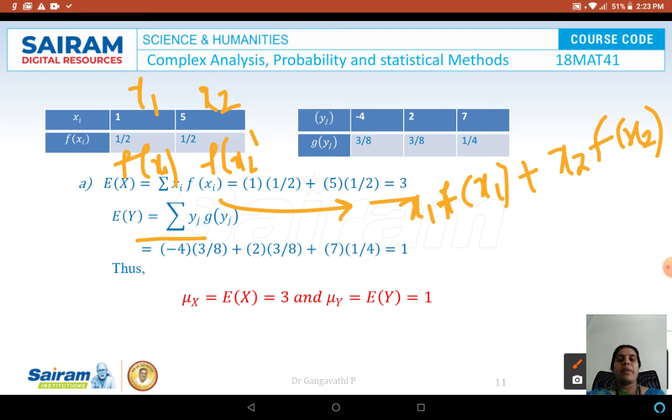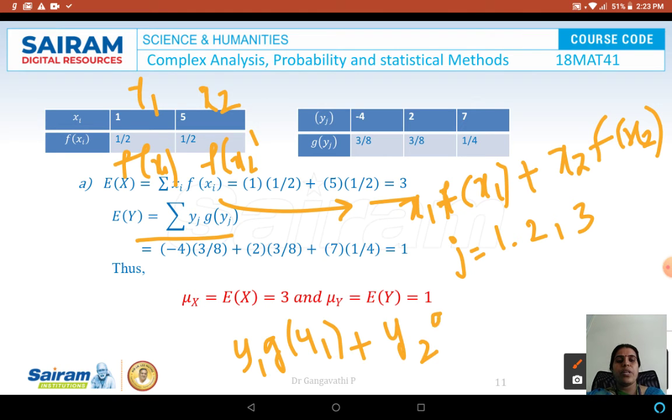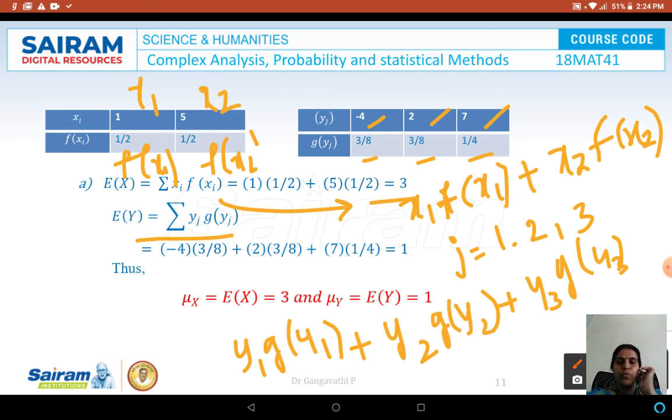Similarly, we have to find expectation of y, which is summation over j of yj into g of yj, where j takes the values 1, 2 and 3. When j is equal to 1, we get y1 into g of y1, plus when j is equal to 2, we get y2 into g of y2, plus when j is equal to 3, y3 into g of y3. We know all the values: here are g of y1, g of y2, g of y3, y1, y2, y3. So we can substitute and simplify. On substituting, we get expectation of y to be equal to 1.